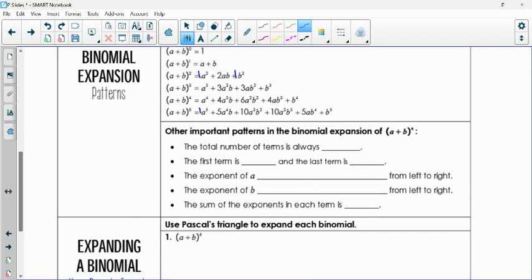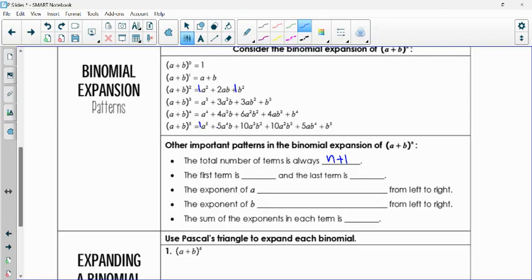Okay, so other important patterns in the binomial expansion of a plus b to the n. The total number of terms is always n plus 1. So n is whatever your exponent is for that binomial expansion, and then you'll always have one more term than that. If you look here, the exponent was a 2, and we have 3 terms. Right here, the exponent's a 5, and we have 6 terms. Okay? So you always have one more term than your exponent.